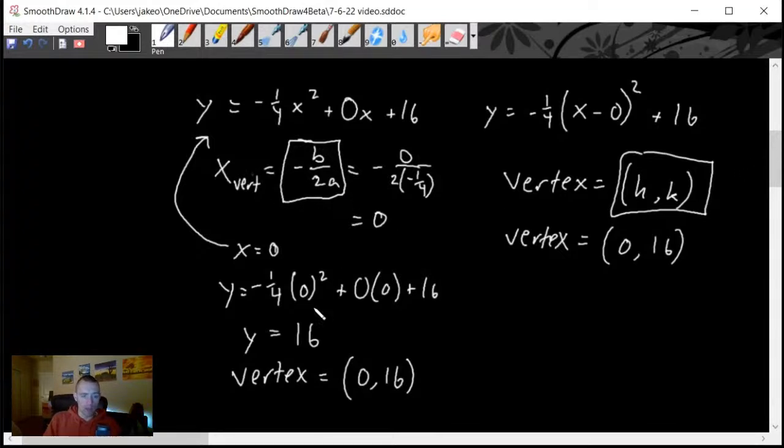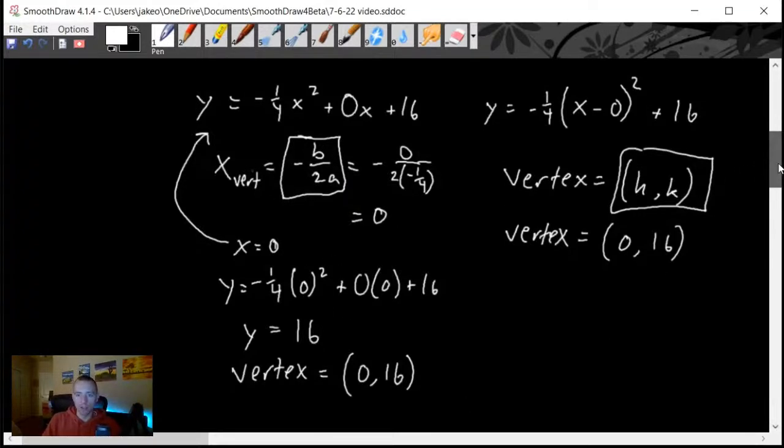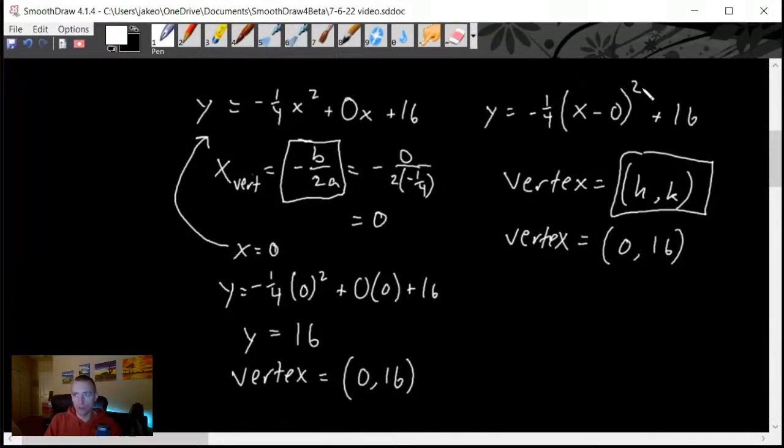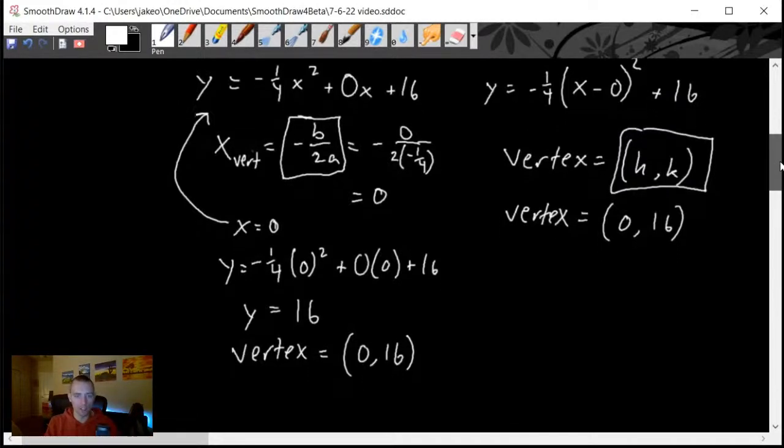Negative b over 2a for the x, and then find the y from there, I should say. So that's why I personally like the vertex form a little bit more, just because it's in a form where it directly tells you exactly where the vertex of the quadratic function is.